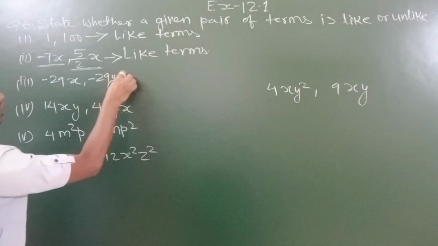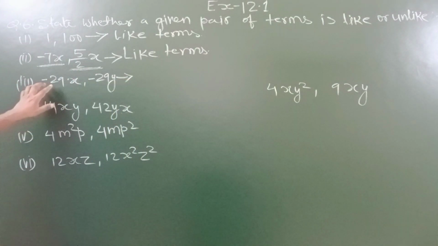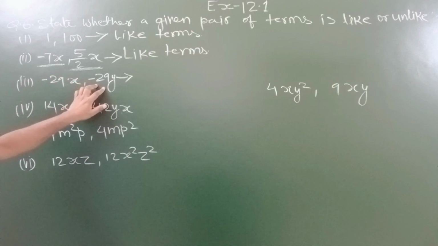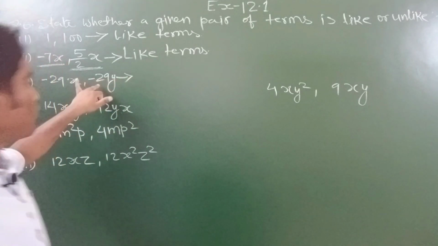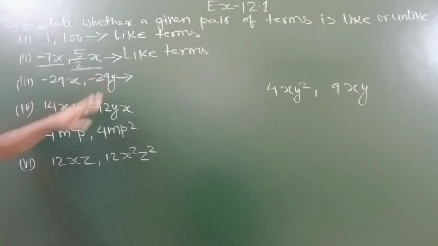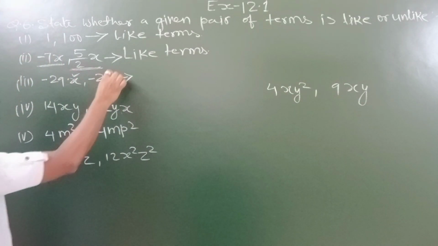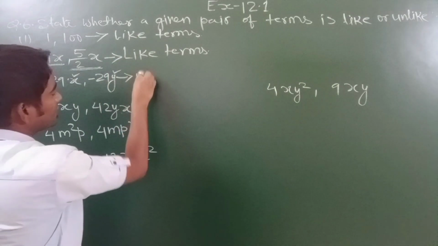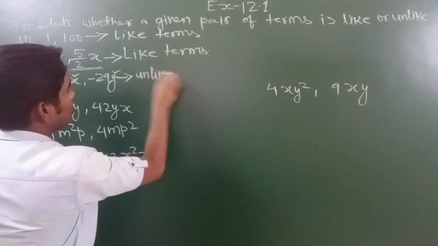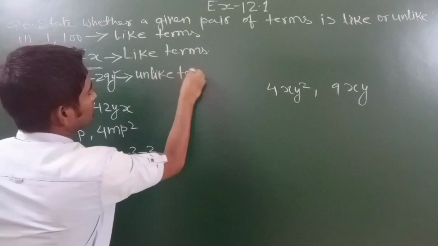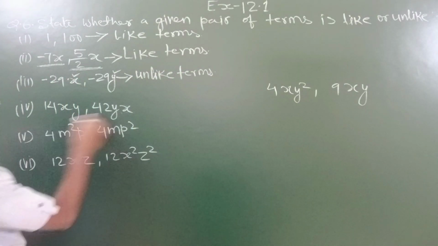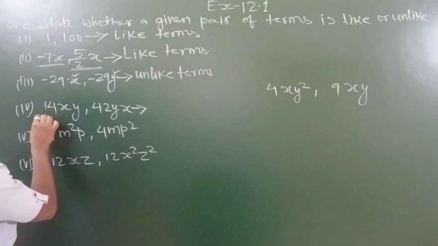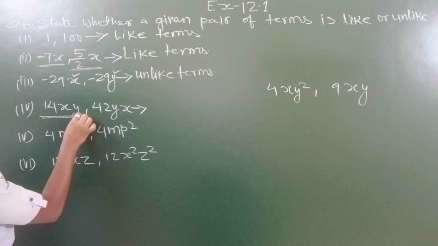Now moving to the next, here minus 29x, and here minus 29y. We need not see the coefficient, we will see only the variable. Here the variable is x and here the variable is y, and hence they are unlike terms.